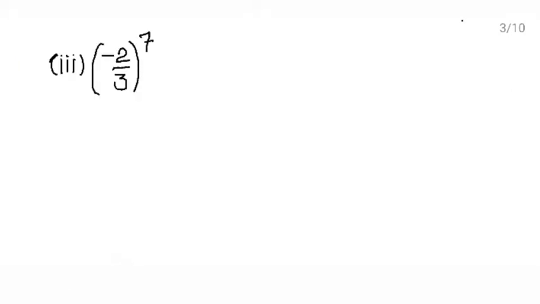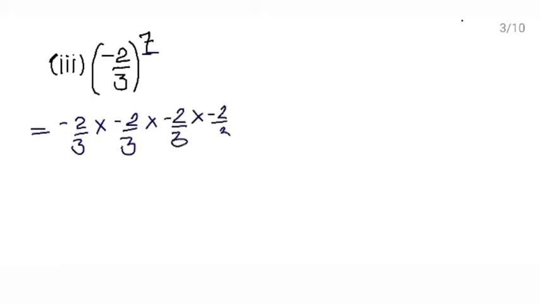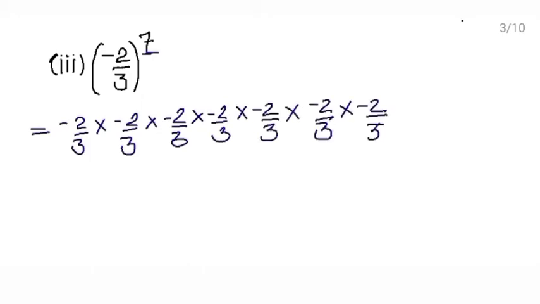Next part is minus 2 upon 3 raised to the power 7. It means minus 2 upon 3 will be multiplied by itself 7 times. So multiply it here. Minus 2 upon 3, multiply minus 2 upon 3, multiply minus 2 upon 3, multiply minus 2 upon 3. How many times? 7 times. Okay. 1, 2, 3, 4, 5, 6, 7.